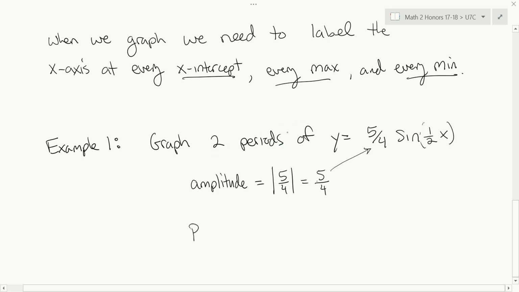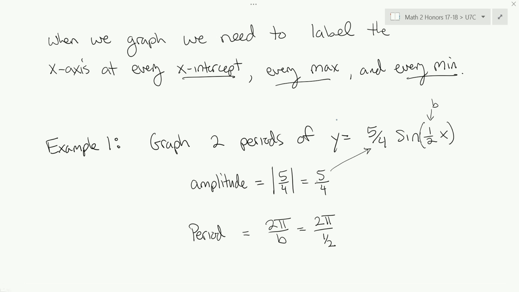And then we go after the period of that function. Okay, and the period of the function is always 2 pi over b. Well, what's b in our problem here? 1/2. Okay, so 1/2 is b, so 2 pi divided by 1/2. Well, how do you divide by a fraction? We've had some practice with that, right? So this is 2 pi over 1 times 2 over 1, which is 4 pi.